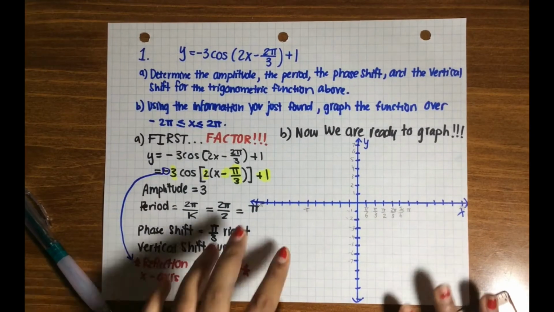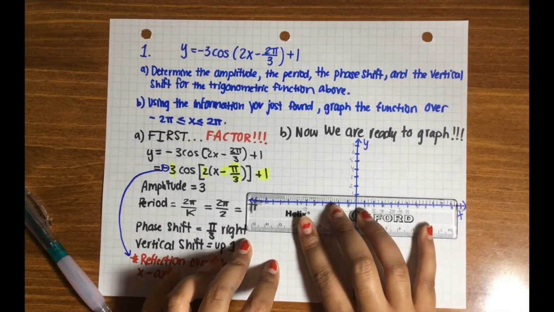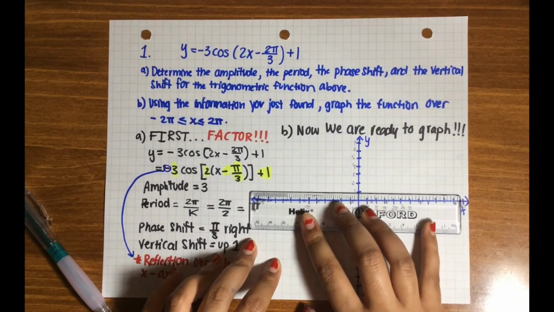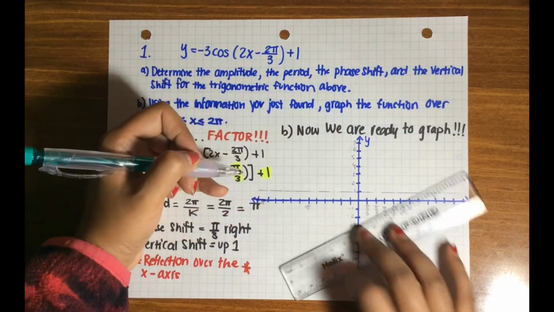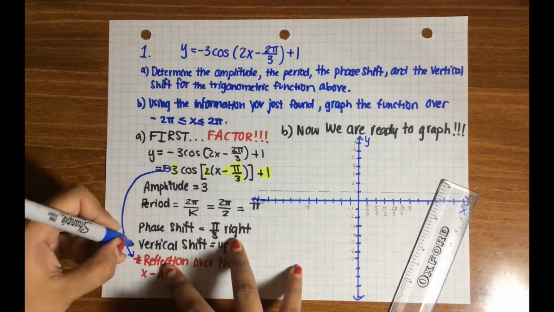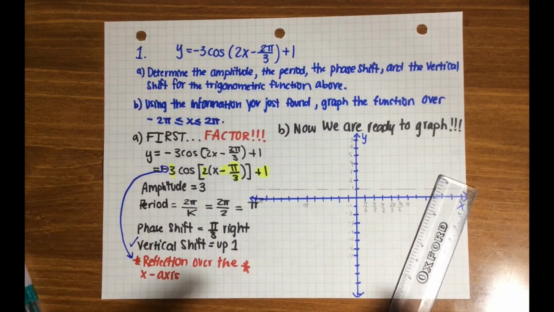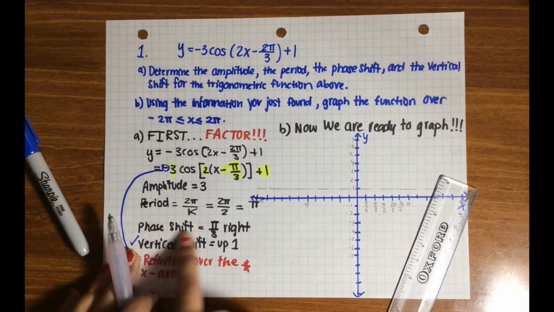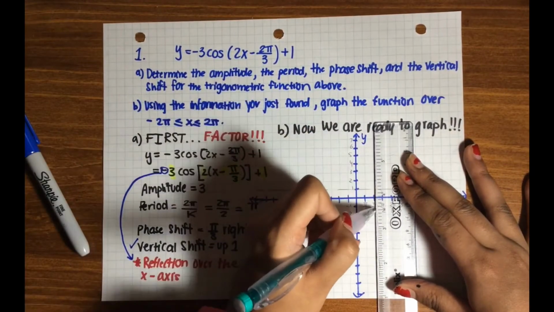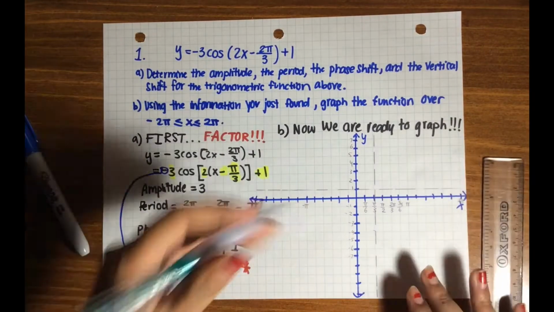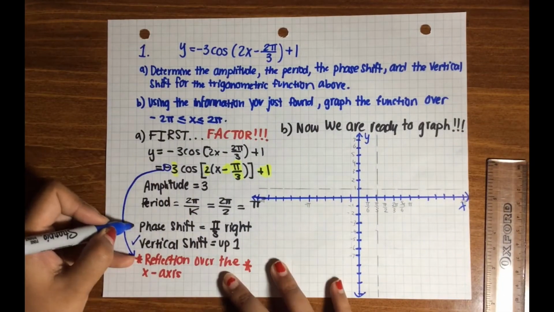First, we're going to look at the vertical shift of up 1 and draw a horizontal dotted line. Then we're going to apply the phase shift of pi over 3 to the right and draw a vertical dotted line. The point where these two dotted lines meet is our new origin.